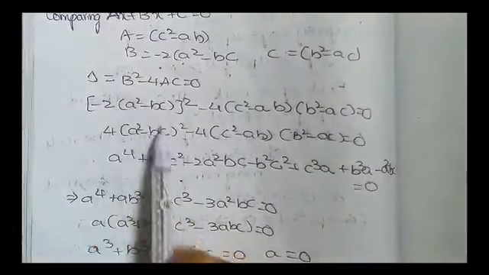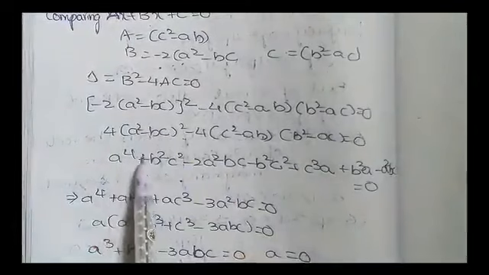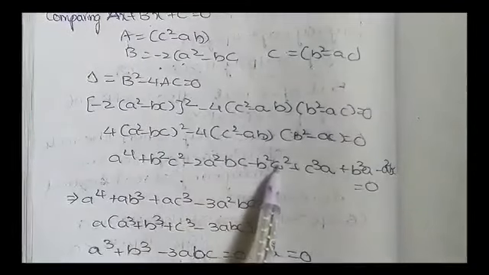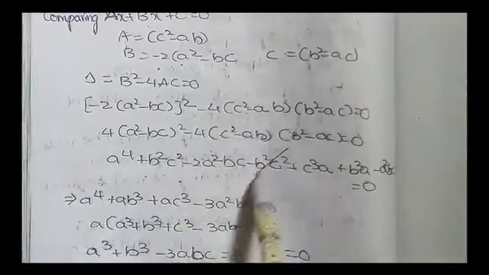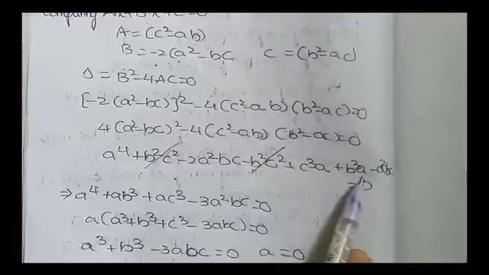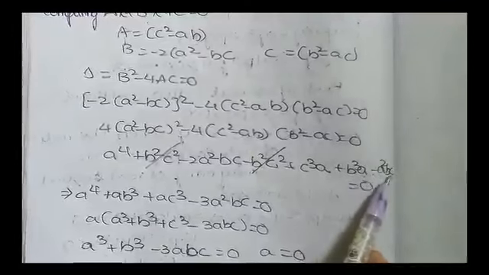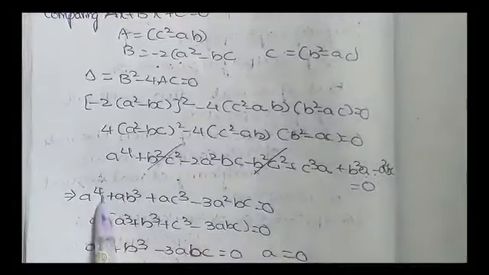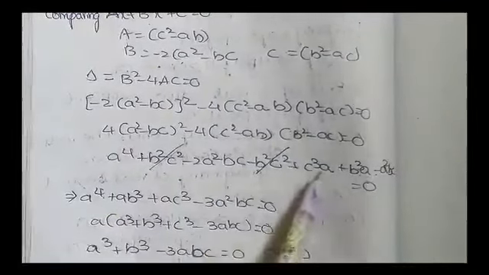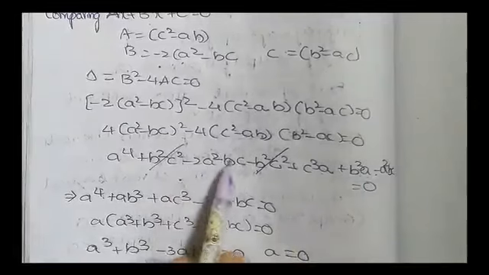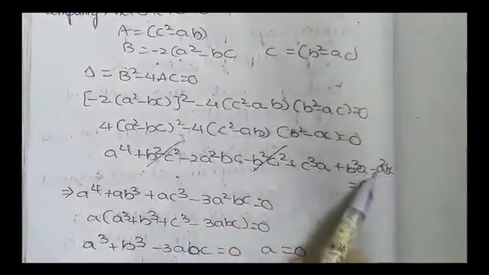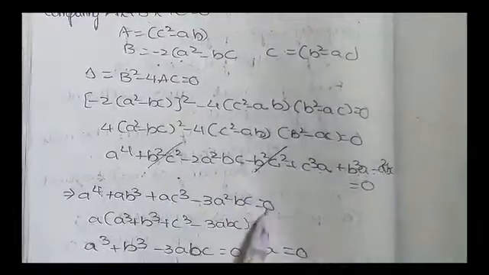So that is a power 4 plus b square c square minus 2a square bc minus b square c. Here minus b square c plus b square c cancel, and here c cube a plus b cube a minus a square b square, a power 4, and here we have a b cube, write it here, and a c cube here, minus 2a square bc and minus a square bc. So that is minus 2 and minus 1, minus 3a square bc is equal to 0.